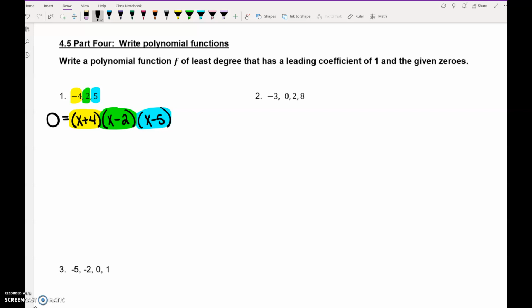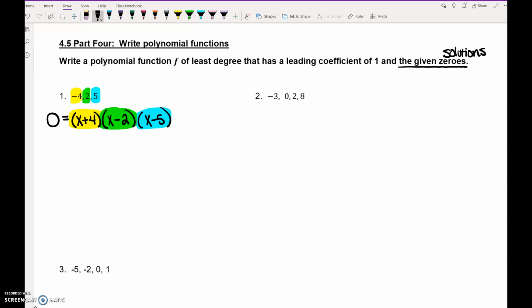So it says that this polynomial function has to have the given zeros. Zeros are the same word as solutions or x-intercepts. Zeros, solutions, x-intercepts all mean the same thing. So if I gave you this factored form, 0 equals x plus 4, x minus 2, x minus 5, and asked you to solve it, you would get the solutions -4, 2, and 5. So we just did that backwards.